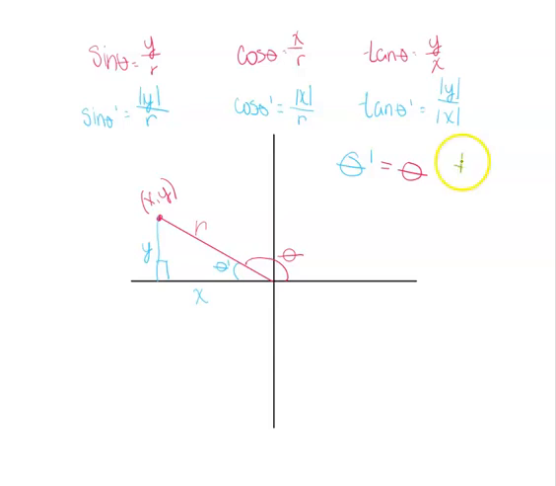If it's in quadrant 1, then all 6 functions are positive. If it's in quadrant 2, then sine and cosecant are positive, but cosine, tangent, secant, and cotangent are negative. If it's in quadrant 3, then sine and cosine are negative, tangent's positive, and their reciprocals are equivalent. And then if it's in the 4th quadrant, you've got positive cosine, but sine and tangent are negative.